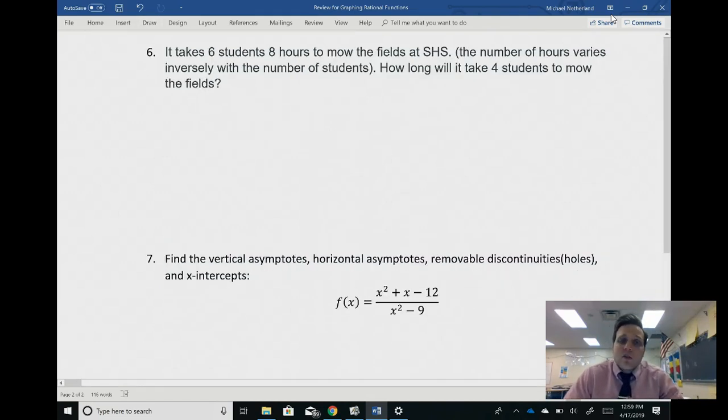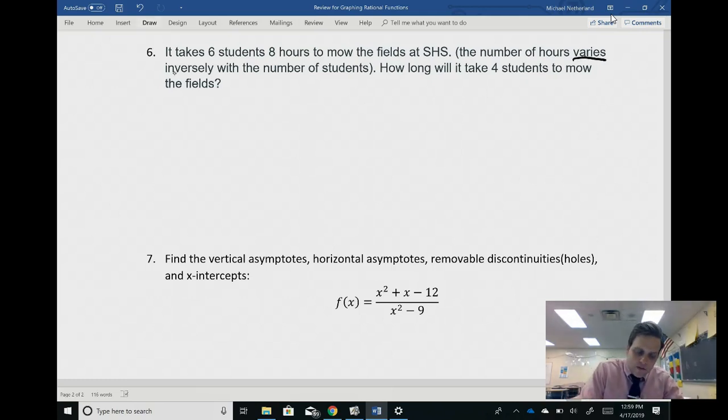It takes 6 students 8 hours to mow the fields at Saginaw High School, SHS. The number of hours varies inversely with the number of students. How long will it take 4 students to mow these fields? So first off, key words. Varies inversely. That should make you think y equals k over x. And it says how long will it take 4 students. So eventually, I want to figure out the amount of time it takes for 4 students to mow the fields. Now, it says the number of hours varies inversely with the number of students. So that means y varies inversely with x.